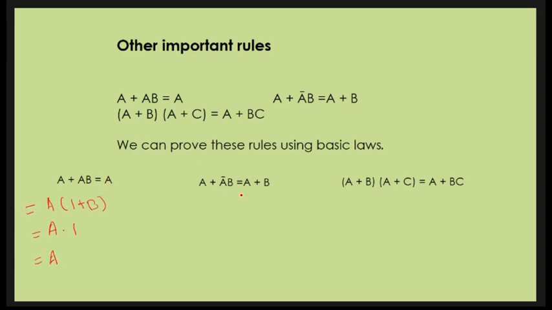Right? Similarly, this other rule also we can use while simplifying equations. A plus A bar B is equal to A plus B. Now here we can distribute A over these two terms like this: (A plus A bar) into (A plus B). A plus A bar is 1. So 1 into (A plus B) will result in A plus B.